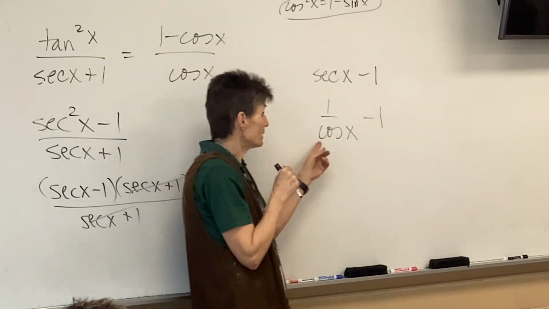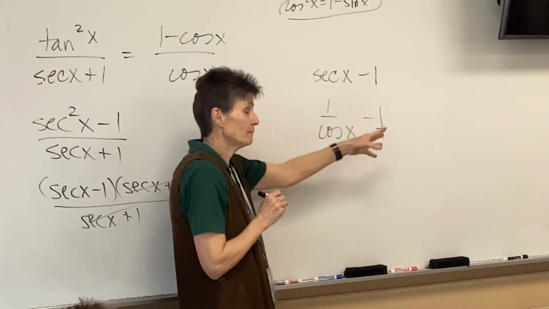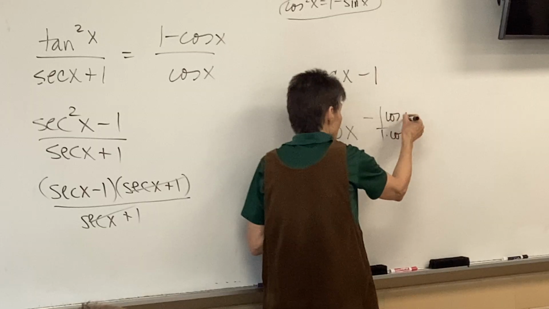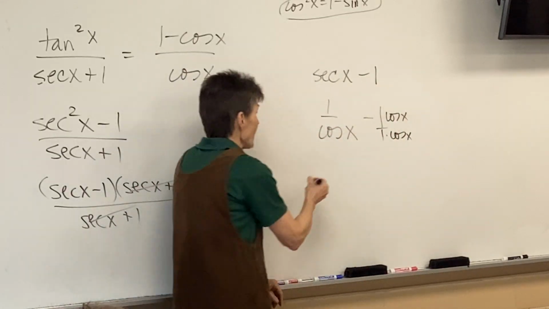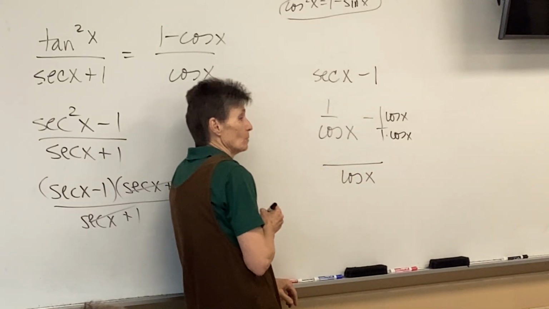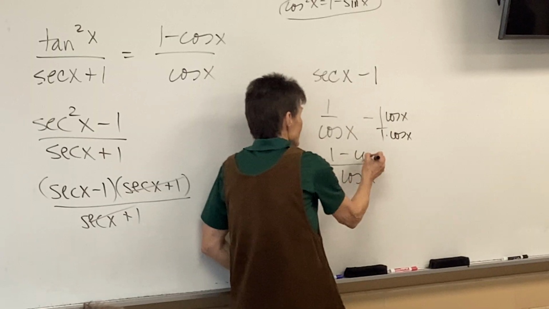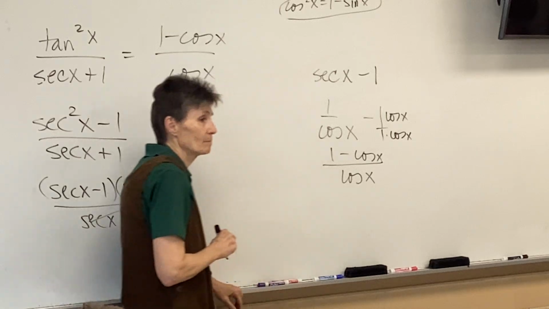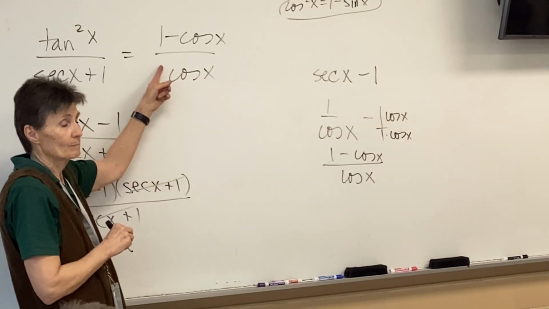Now let's get a common denominator. This is just 1. So don't I need to multiply this one by cosine to get a common denominator? So now my denominator is cosine. What's on top? 1 minus cosine. And that is what you want.